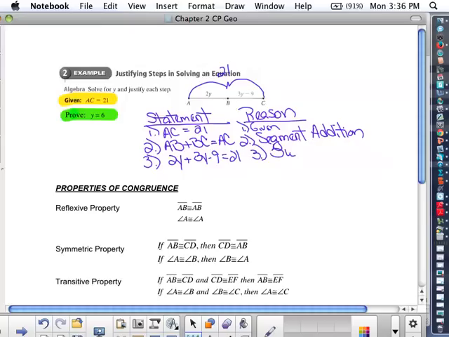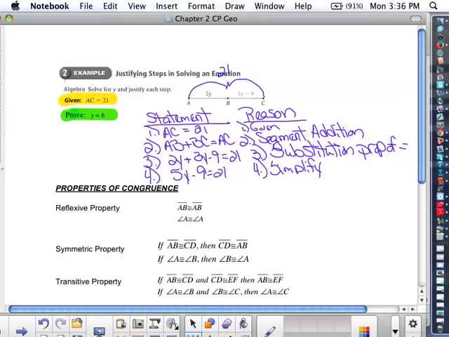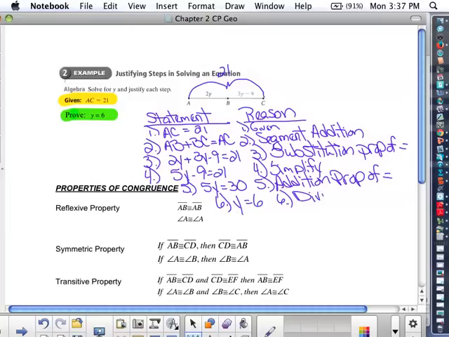There it is again: substitution property of equality. And then again, I'm going to simplify this by combining like terms. So I have 5y minus 9 equals 21. Simplify. Then, number 5, I'm going to add 9 to both sides. So I have 5y is equal to 30, and that is the addition property of equality. Then I will divide both sides by 5, and I will get y is equal to 6. And that is the division property of equality.